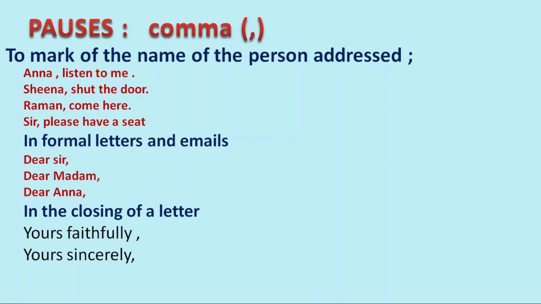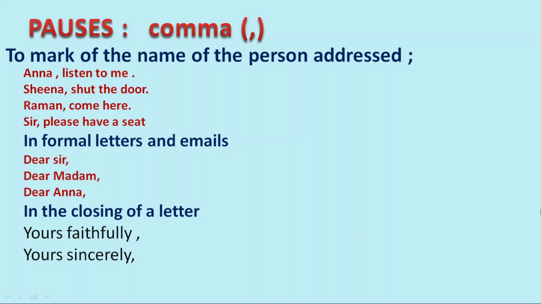The next use of a comma is to mark the name of a person addressed. Anna, listen to me. Sheena, shut the door. Raman, come here. Sir, please have a seat. Now, informal letters and emails. In the salutations and greetings, we use dear sir, dear madam, or the name of a person, like dear Anna. So, we have to use a comma after the salutation.